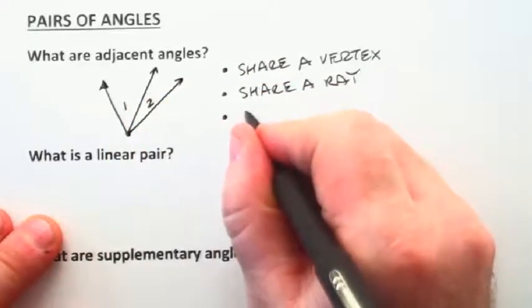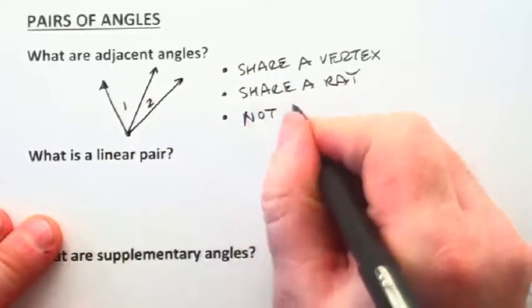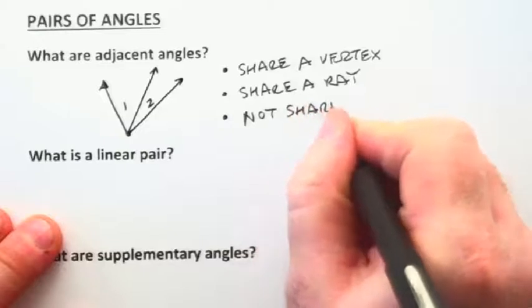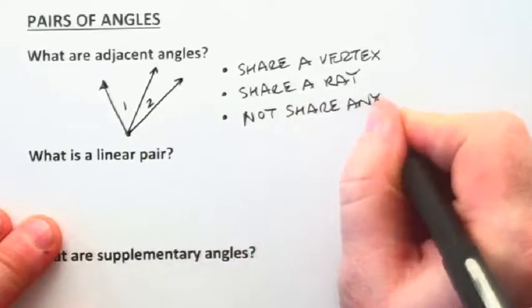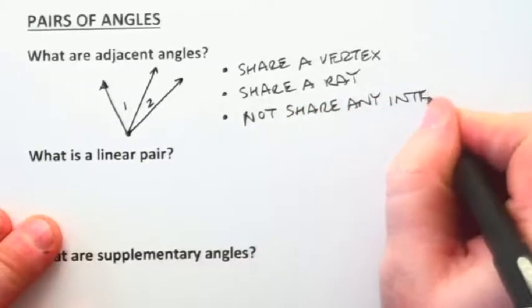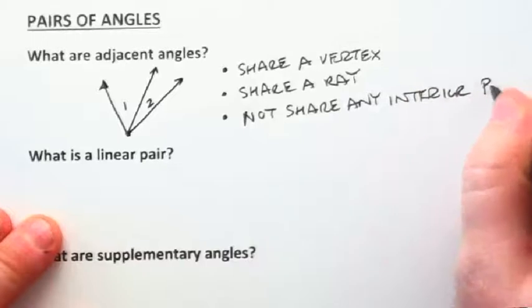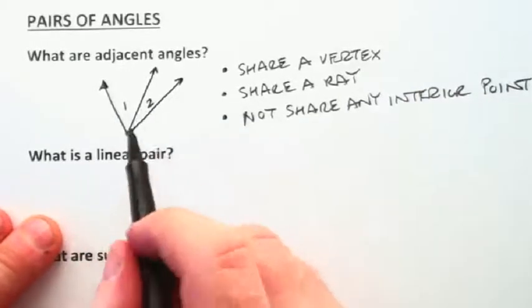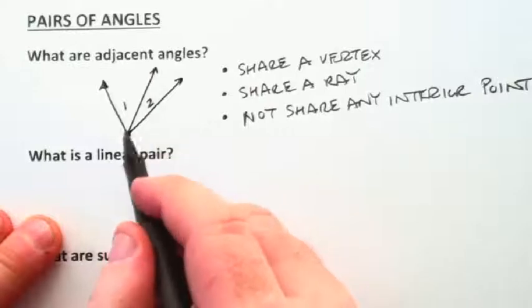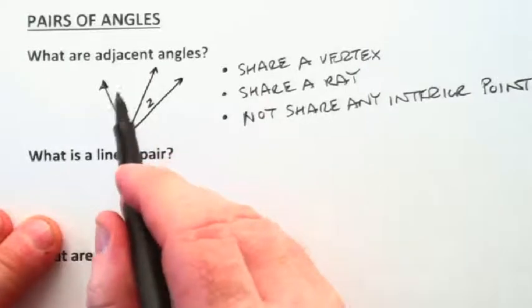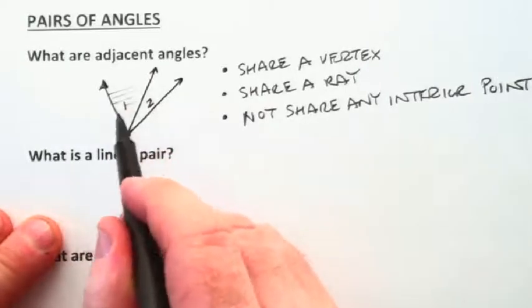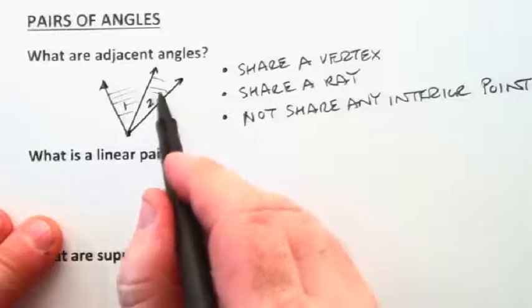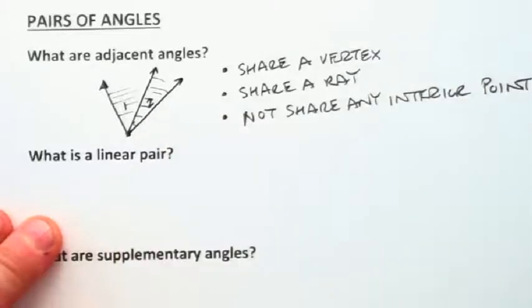And then also they must not share any interior points. So in other words, they cannot be overlapping each other in any way. They share this vertex, they share this ray, and everything in the interior of 1 is over here, everything in the interior of 2 is over here.